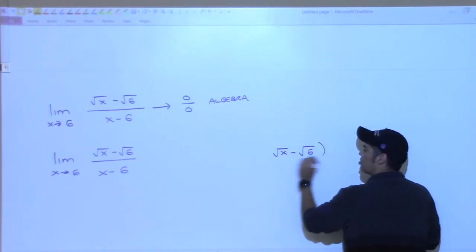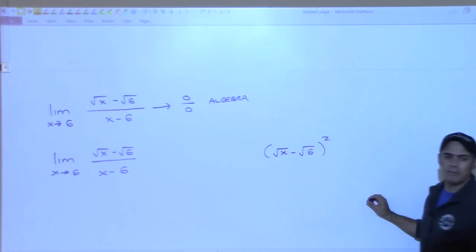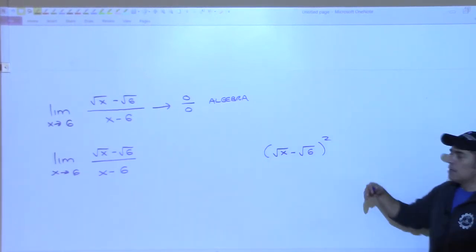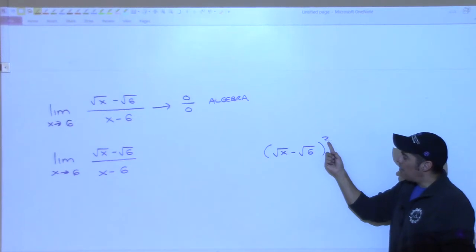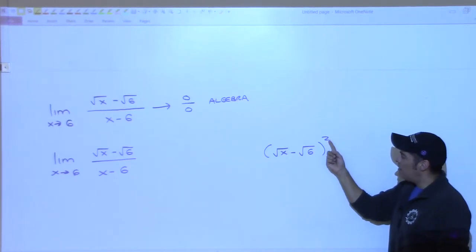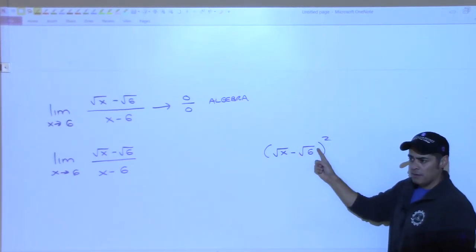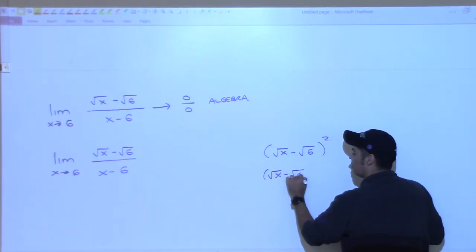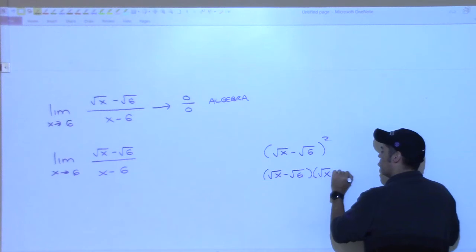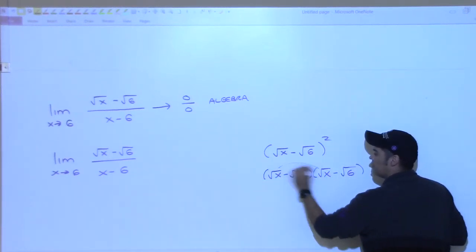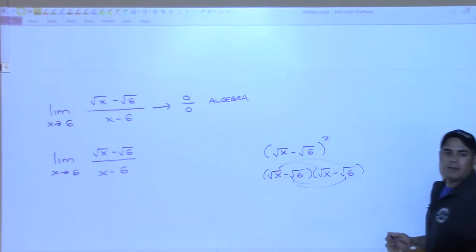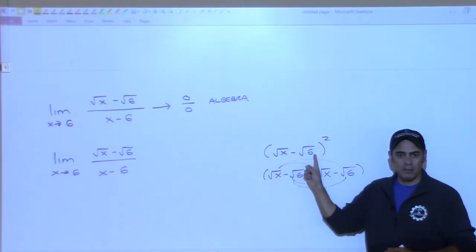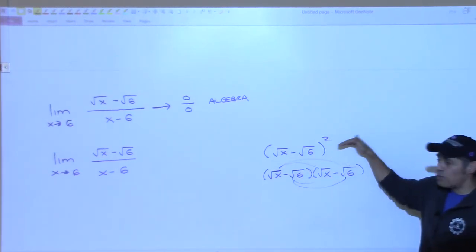If I asked you to square this, that would be me squaring the top, wouldn't it? If I square the top, I would actually not be allowed to square each one. To square this, you would have to FOIL it out. You would have to actually do this and then do this, right? And that would be different than had you squared each one. That's if you squared the top.